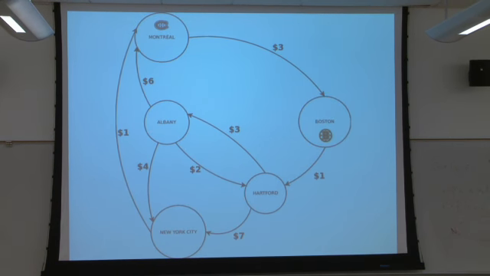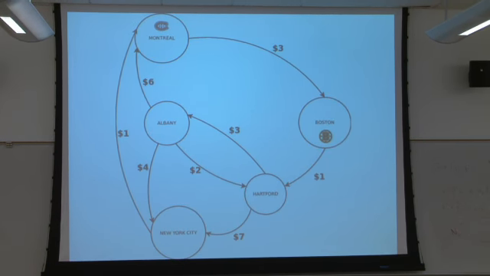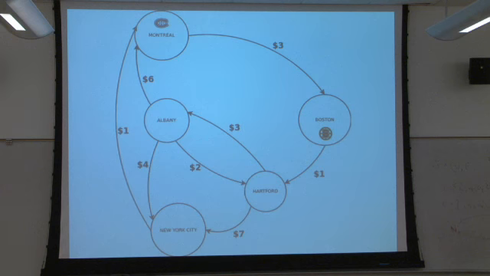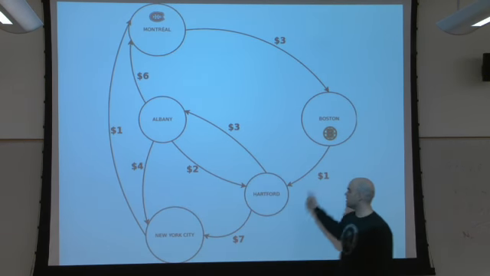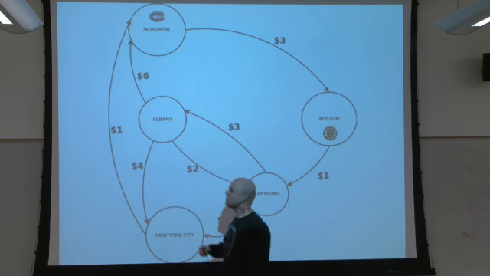Boston, Montreal. What the least cost is from Boston to Montreal. Hartford is your only choice. Right. It's Hartford, and then New York, and then Montreal. And the cost for that is 9, right? Because you got 1, 7, 1, sum 9.